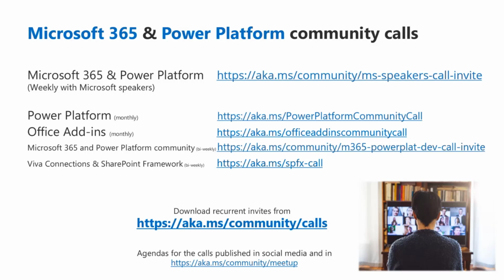We've got our Power Platform monthly call, which happened last week, so another month to go. It's the third Wednesday of every month. We've got our Office add-ins. We've also got our sibling biweekly calls, the first of which you're on right now. Microsoft 365 Power Platform Development Community biweekly, and then, of course, our Viva Connections and SharePoint Framework. Those are every Thursday, every week, no vacations, no holidays. We will be here for you. You can count on it like clockwork. Again, you can get access to all these things. Make sure you get them on your calendar. You can download them at ak.ms/community/calls. And we recommend you do that.